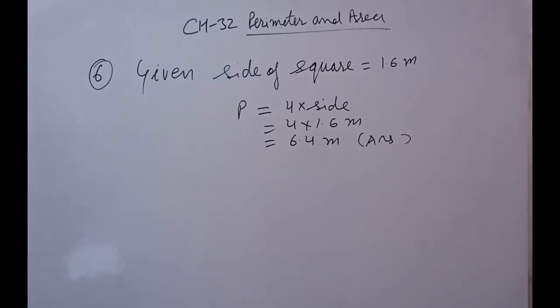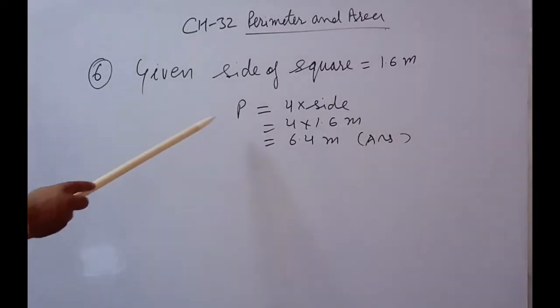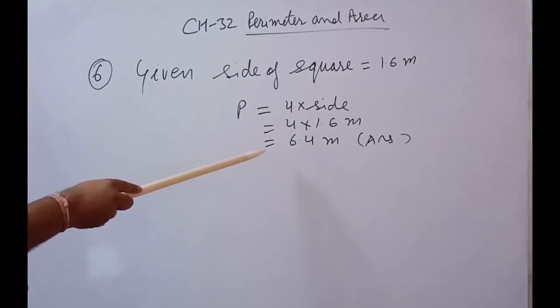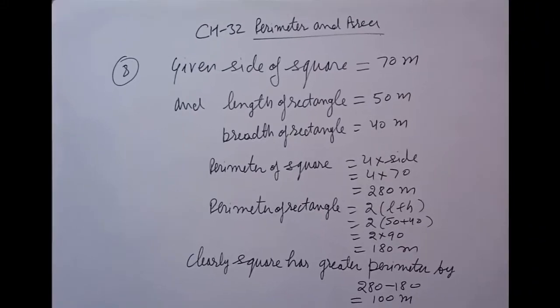One more question, question number 6, is that the side of square equal to 1.6 given, and we have to find the perimeter. You know the perimeter of a square equal to 4 into side, that is 4 into 1.6, that is 6.4 meter. So your answer is 6.4 meter.